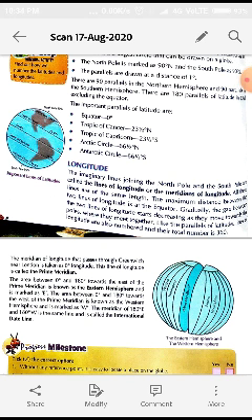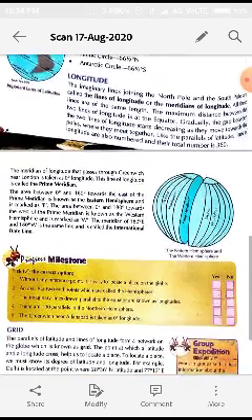Like the parallels of latitude, lines of longitude are also numbered and their total number is 360. But there is a difference between the total number of lines. Parallels of latitude total 180 and lines of longitude total 360. So they are double.